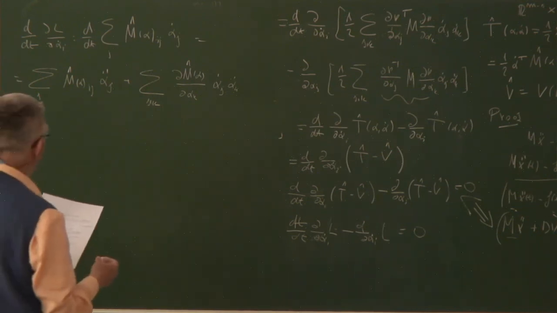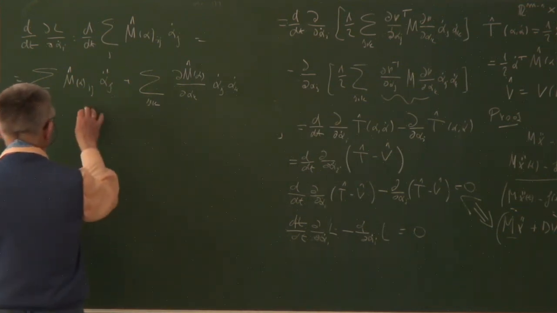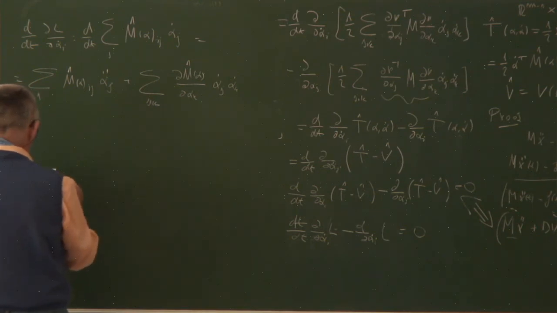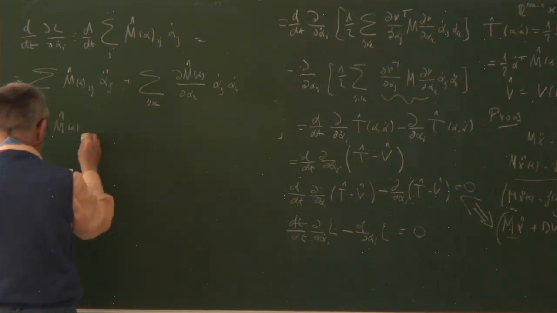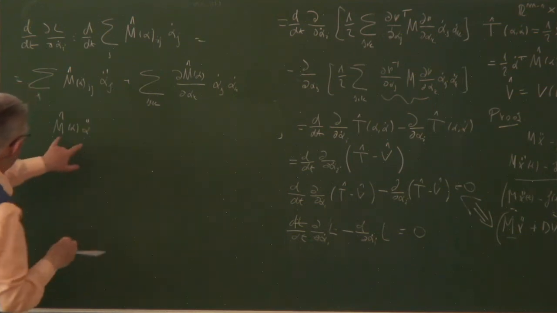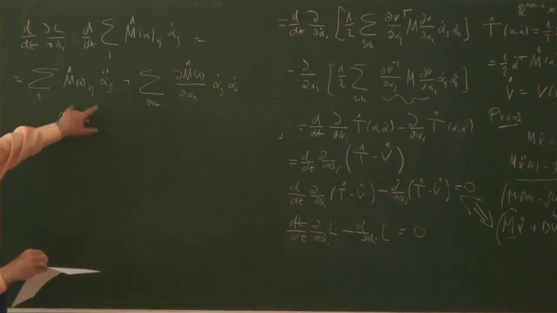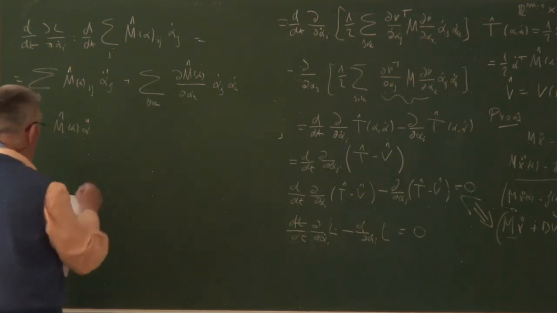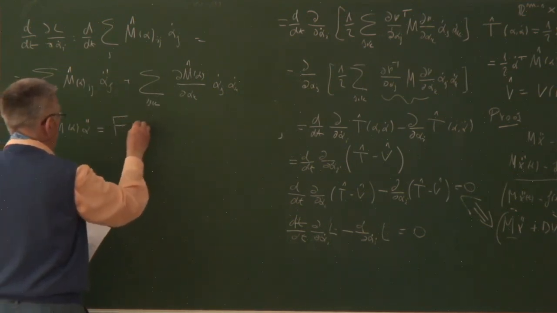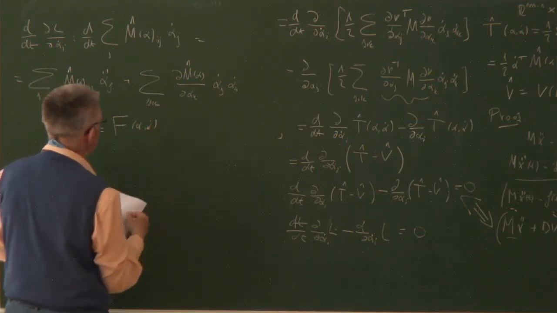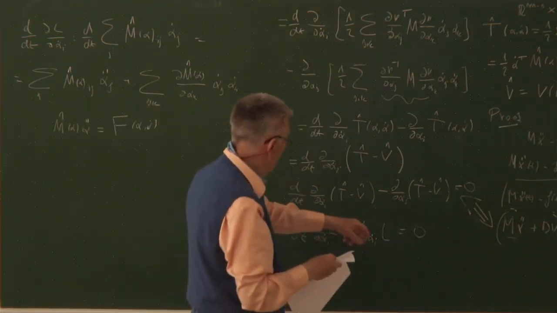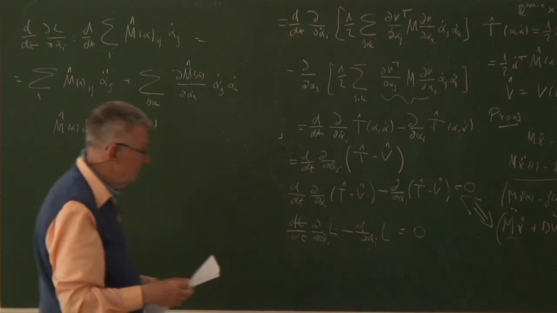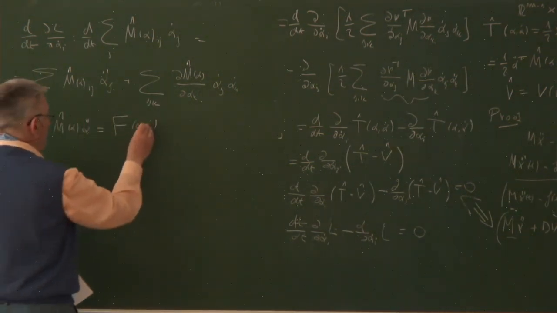So now what do we have here? We have here m hat of alpha times alpha double dot. It's just a matrix multiplication. Is equal to what? Well, to some function of alpha and alpha dot. This one and the rest. Some smooth function of alpha and alpha dot.